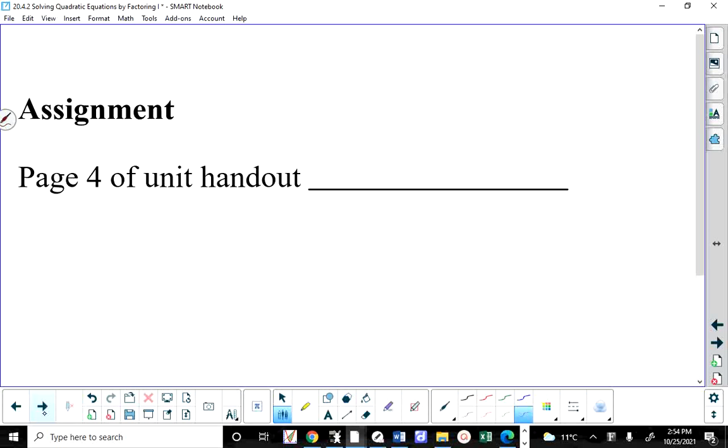Others, it will take longer, but this is where I get a chance to walk around the room and find out at what levels you're at in terms of factoring. So everybody please get settled in and get started. I need to take attendance, and then I will come around and help you out.